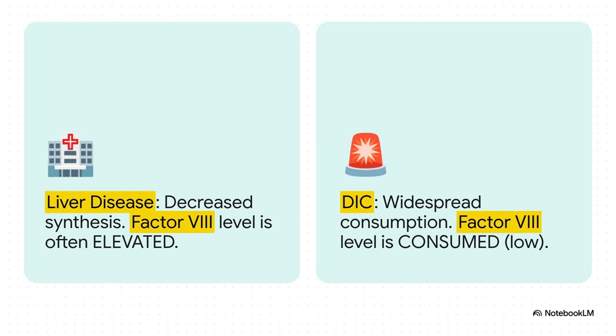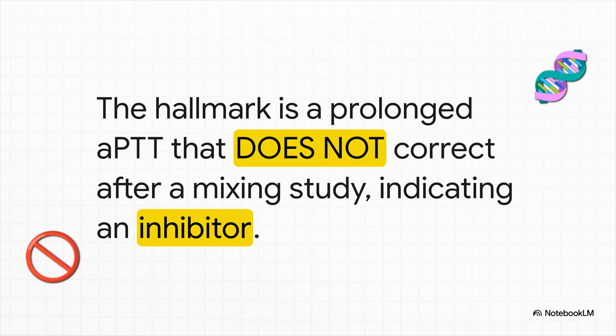Now, both severe liver disease and DIC can give you a prolonged PT and APTT. So how on earth do you tell them apart? Well, here's a really useful pearl. Check the factor VIII level. See, most clotting factors are made in the liver, but factor VIII is one of the exceptions. So in liver disease, its level is often normal or even high. But in DIC, it gets consumed along with everything else, so its level will be low. It's a great tiebreaker.